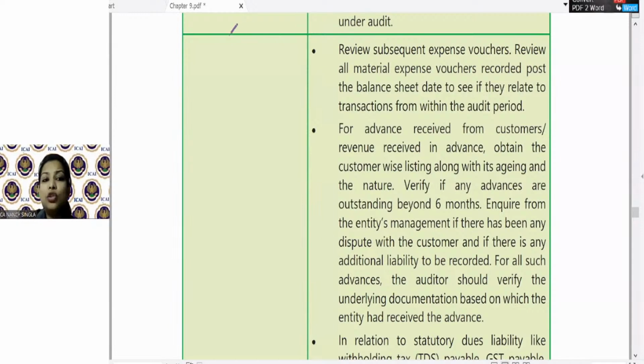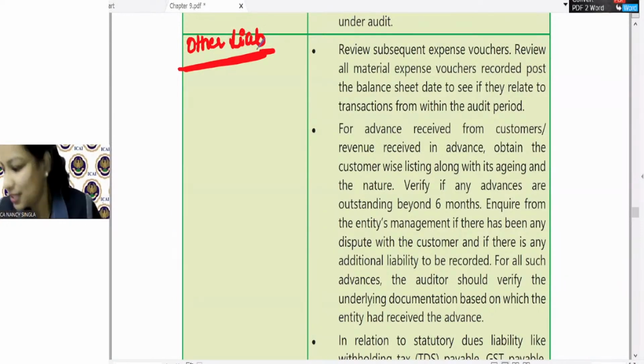Now with respect to other liabilities, so from here other liabilities is starting, right. So now I'll slow down my speed. Okay, because these are not a repetition as such of what was given in your trade receivables. Okay, so expenses.